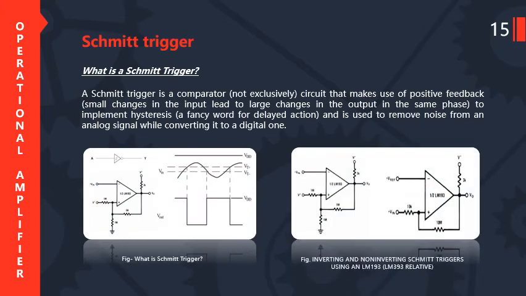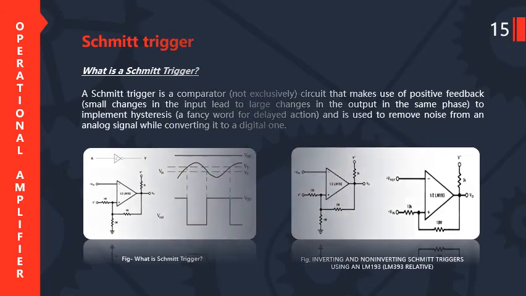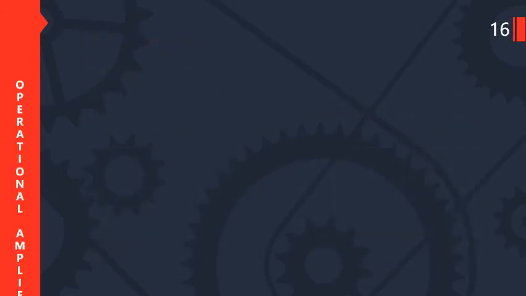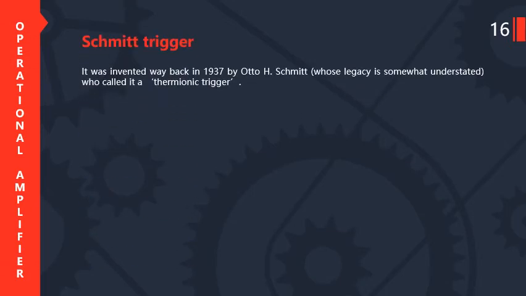So this is the circuit diagram for Schmitt trigger. And second is the inverting and non-inverting Schmitt triggers using an LM393. It was invented back in 1937 by Otto H. Schmitt, who called it a thermionic trigger.